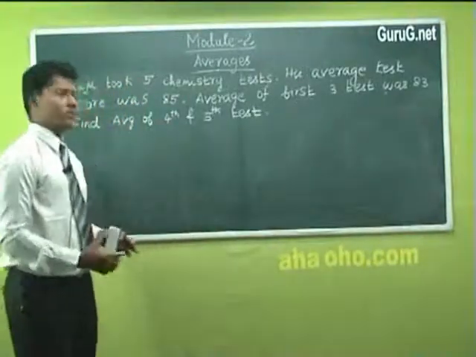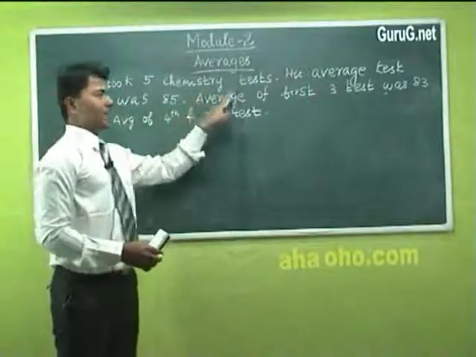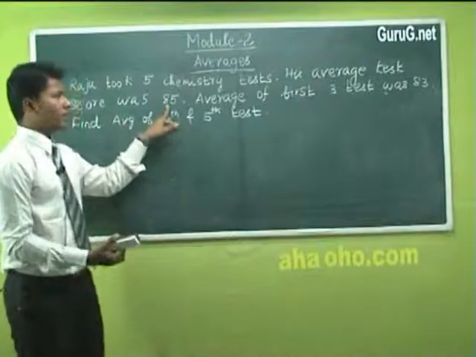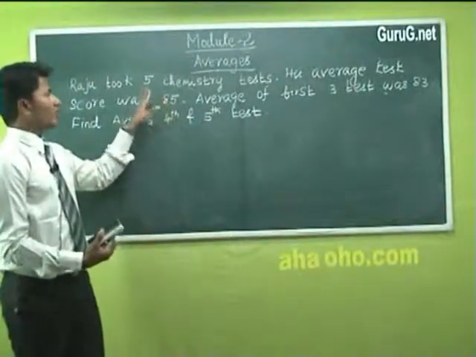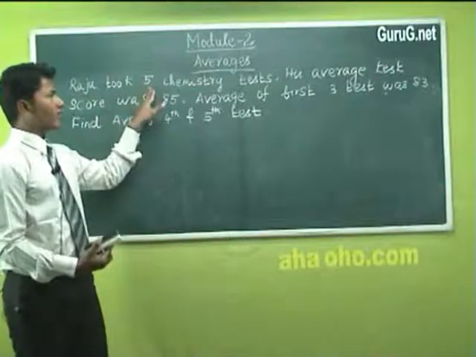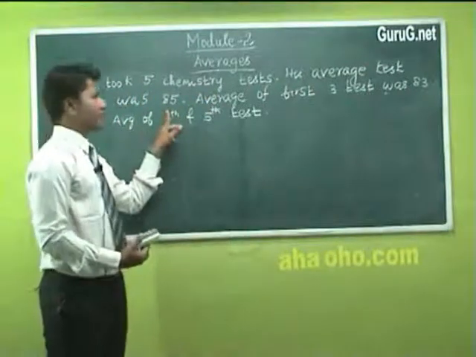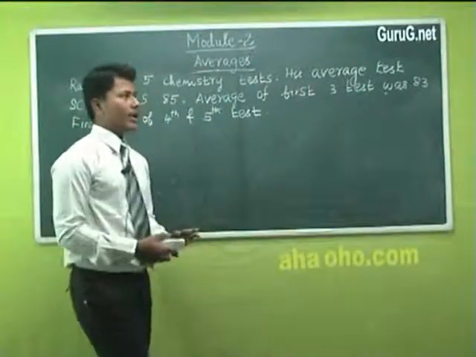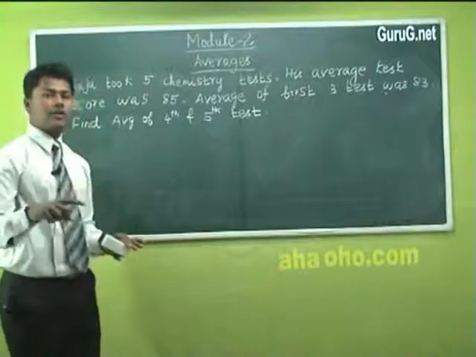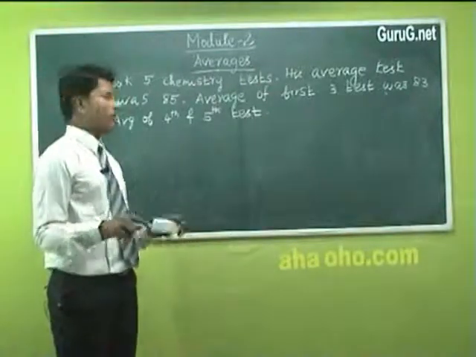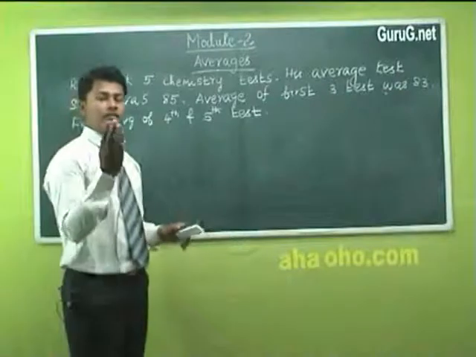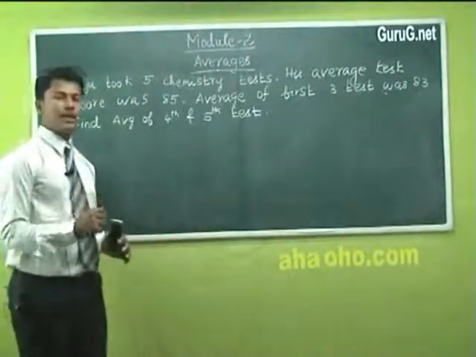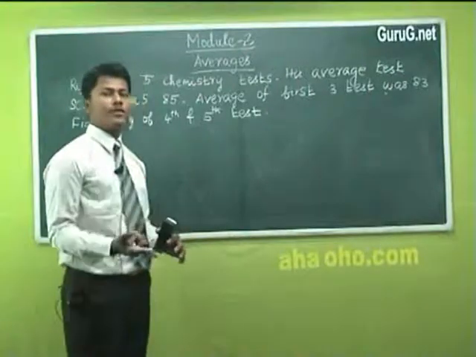So consider this problem. Raju took 5 chemistry tests. The average test score was 85. Here what they are meaning is the average of the test scores in all the 5 chemistry tests were 85. Now it is given that average of first 3 tests was 83. So he took 5 chemistry tests, average of all the 5 tests was 85, and in that the average of the first 3 tests was 83. You need to find the average of the 4th and 5th test.